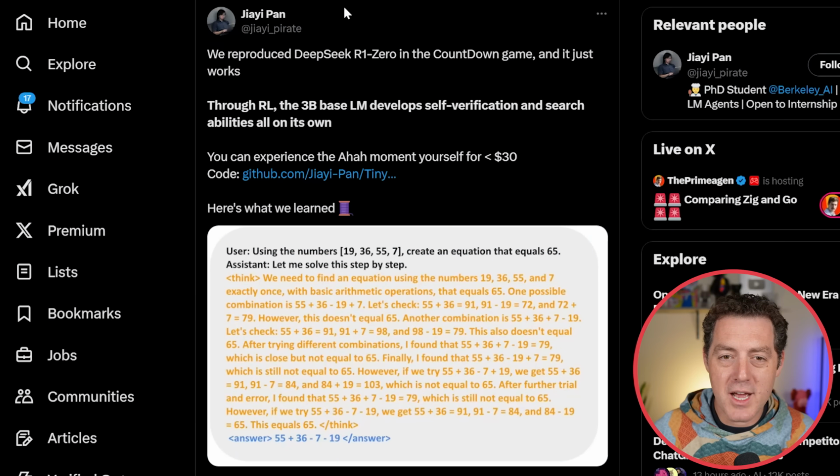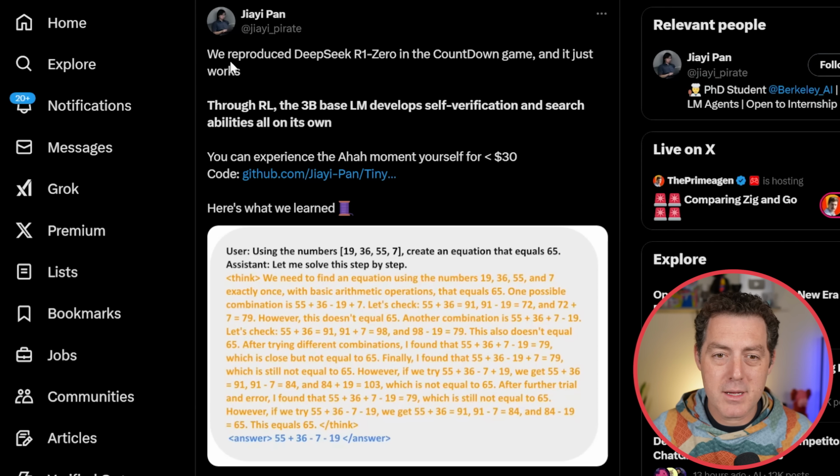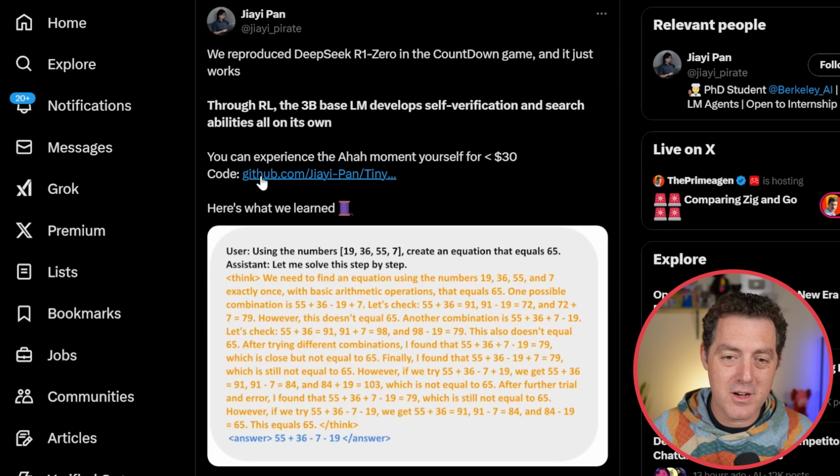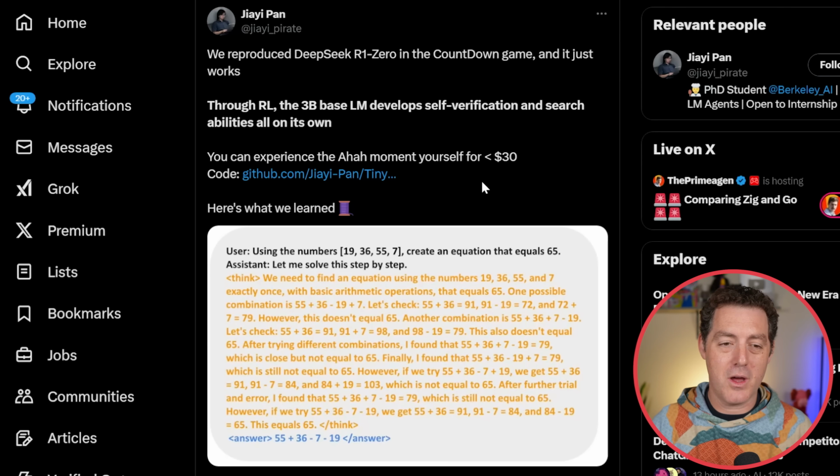So this is Jai Pan, hopefully I'm pronouncing your name right, and he's a PhD student at UC Berkeley. Just a few days ago, he put out this tweet: "We reproduced DeepSeek R1-Zero in the countdown game, and it just works. Through RL, reinforcement learning, the 3 billion base language model develops self-verification and search abilities all on its own. You can experience the aha moment for yourself for less than $30. Here's the code. Here's what we learned." Okay. Let me tell you what all of this means.